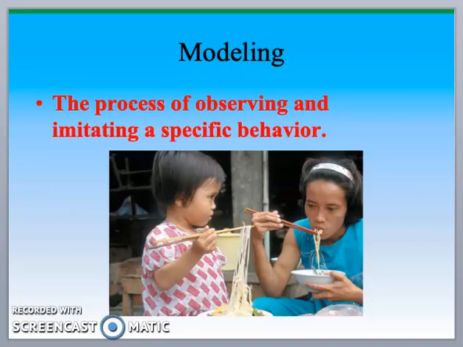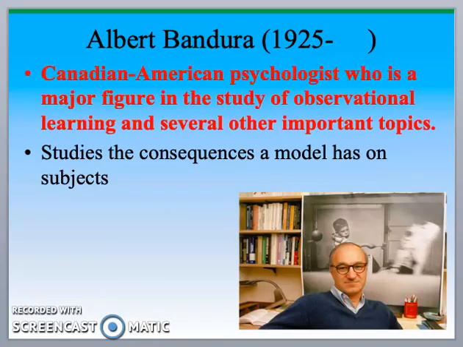We have the modeling, which is the process of observing and imitating a specific behavior. So the child is trying to learn by observing how the mother is using chopsticks. And I'm not sure about you, but if you've ever used chopsticks before, it can be very hard to learn at first. Now, as I mentioned in the first slide, we have Albert Bandura. Yes, Albert Bandura is 95 years old. He was a Canadian-American psychologist who is the major figure of observational learning, and he was the one who came up with Bobo the clown in the experiment.